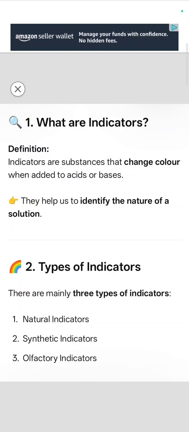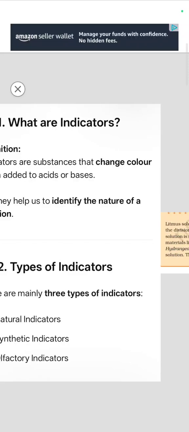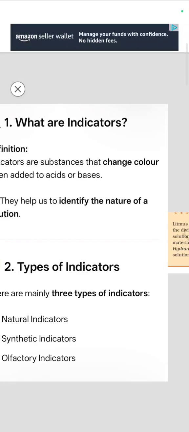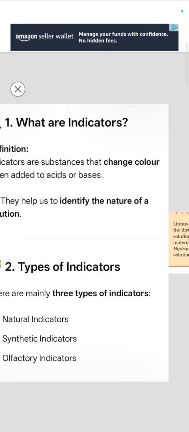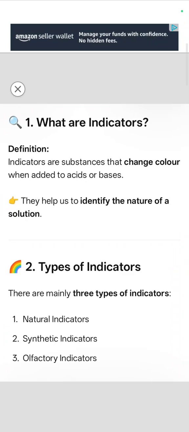So let's discuss the natural indicators. Natural indicators means the indicators which are available in nature, which are not made by humans, which we can collect from nature. You have already read about these natural indicators in your lower classes. You have read about litmus, turmeric, the hibiscus, China rose. You have read about a lot of natural indicators in your junior classes.